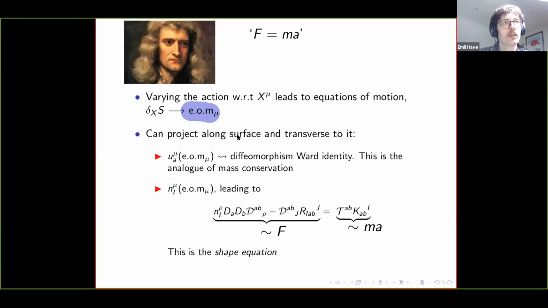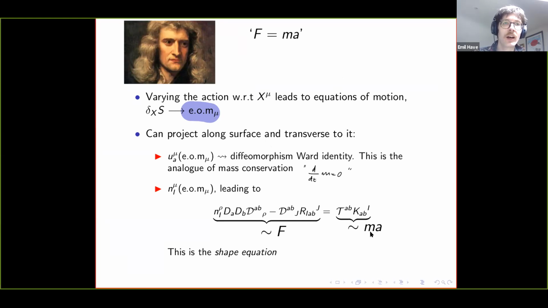which is identically satisfied for the class of actions that we construct and the ones that we saw on the previous slide. And that is, you can reduce this to some sort of, if you want to think about it in terms of Newton's second law, this is just a statement of mass conservation. So this is the same as saying that the mass does not depend on time. While the orthogonal projection leads to the so-called shape equation. And this is really a force balance equation.